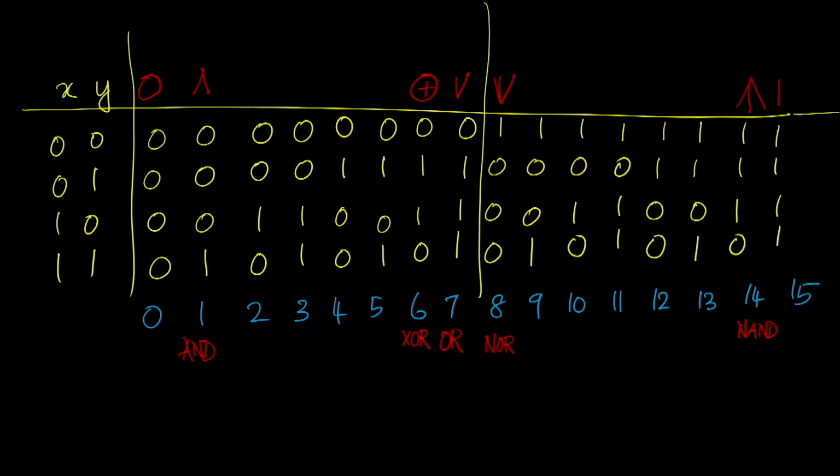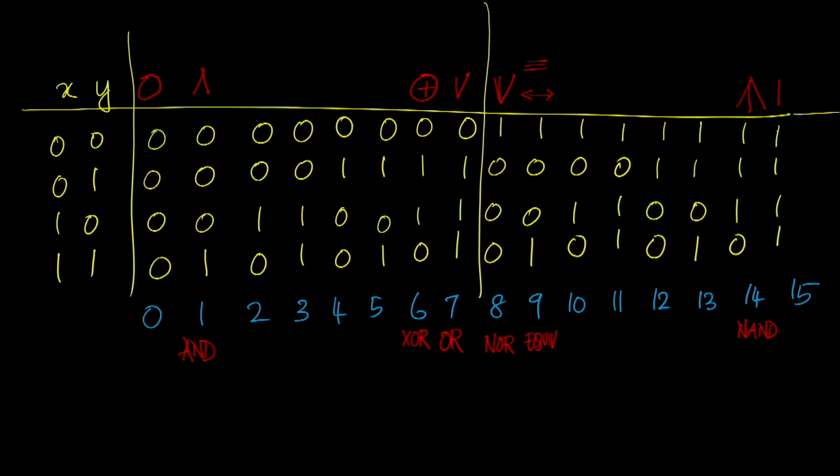The complement of that is 1 precisely when both the inputs are same. That is, when both the inputs are 0, the output is 1. When both the inputs are 1, the output is 1. But when one is 0 and the other is 1, the output is 0. So this function is called the equivalence function, or the if and only if function, denoted either this way or as an equivalence. This is the equivalence function.